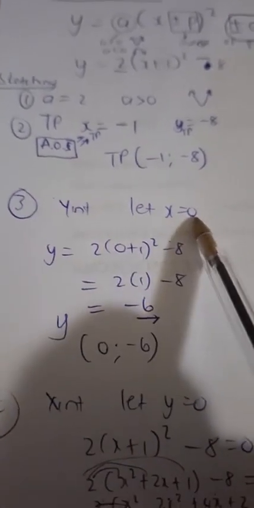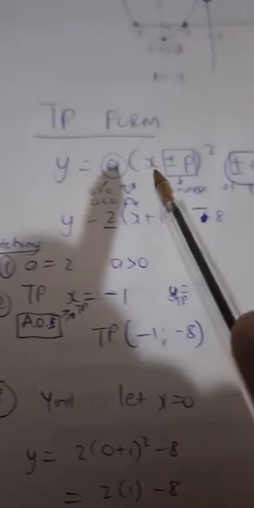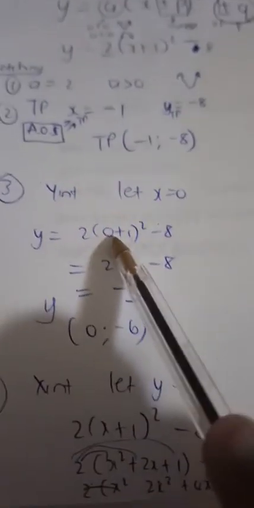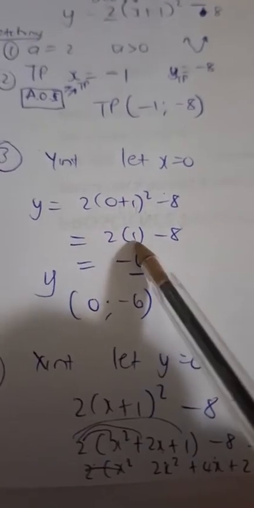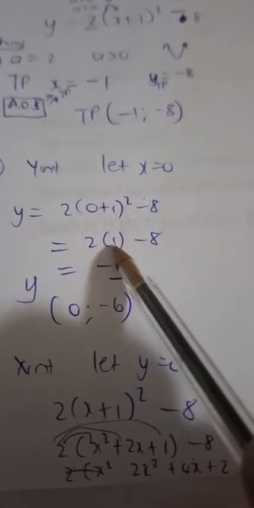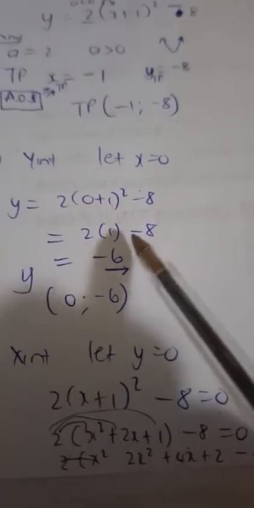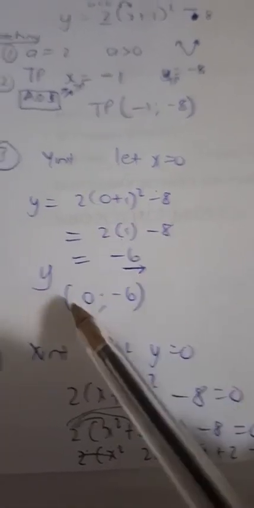We let x be equal to 0. We substitute into that function. x is equal to 0, and this is what you have. 0 plus 1 in brackets, the whole thing squared, it gives you 1. 2 times 1, BODMAS. 2 times 1, multiplication before subtraction. 2 times 1 is 2 minus 8 is -6. This here is (0, -6).